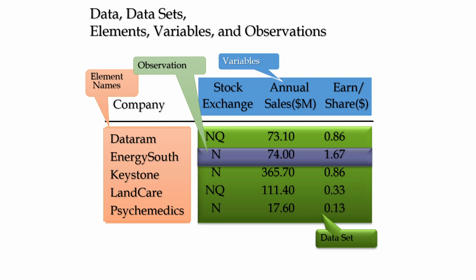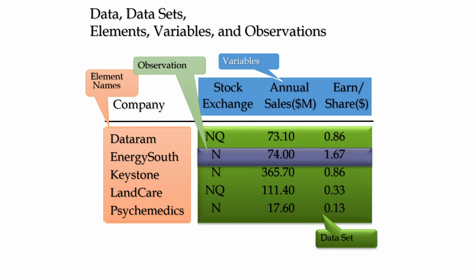In this table, what you usually see in Excel files, you will have rows and columns. The first row and first column, especially the first row, will usually be labeled. In this case, we look at different companies, their stocks, what kind of stock exchange they are on, the annual sales, and the earnings per share. So here is a normal data representation we'll see. First, let's focus on the first column. In the first column, we have company: Dataram, Energy South, Keystone, Landcare, etc.